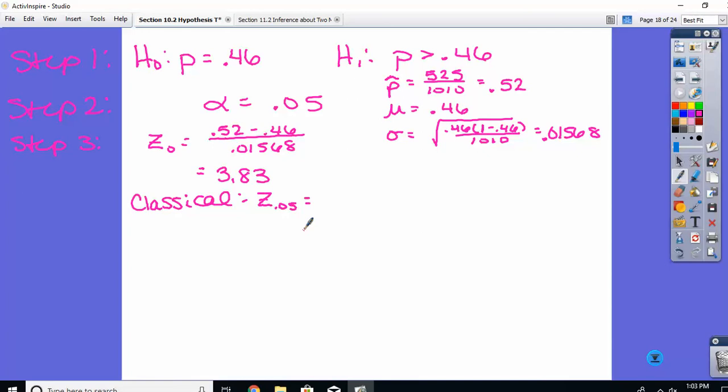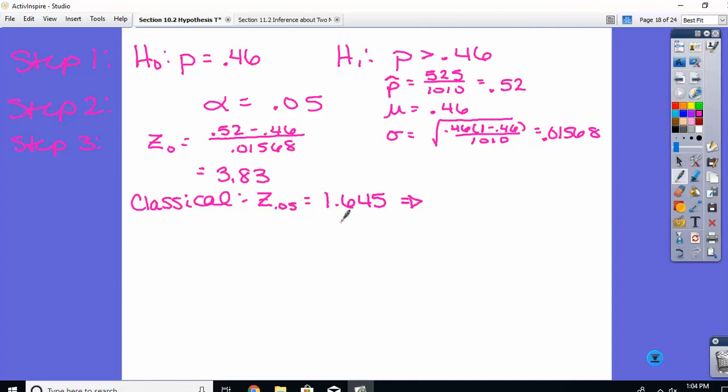Okay, so remember, how do we look this up in our table? Right, we have to find our area inside the table. This means the area to the right is 0.05, so our table tells you the area to the left. So you're looking for 0.95 inside the table, and then telling me the Z on the edge. So that is 1.6. So that is my Z.